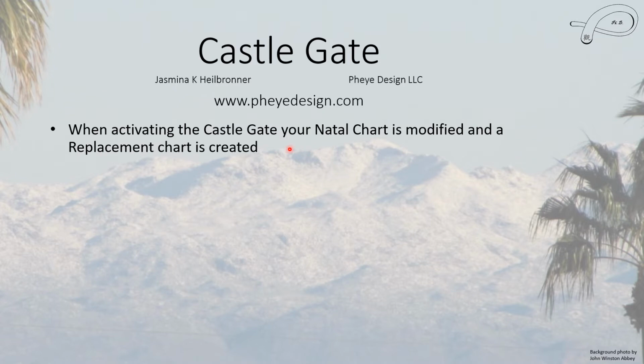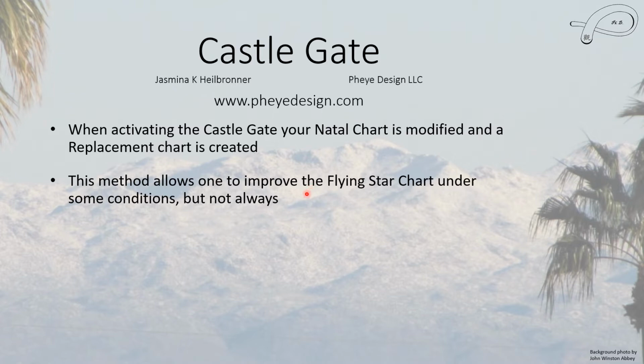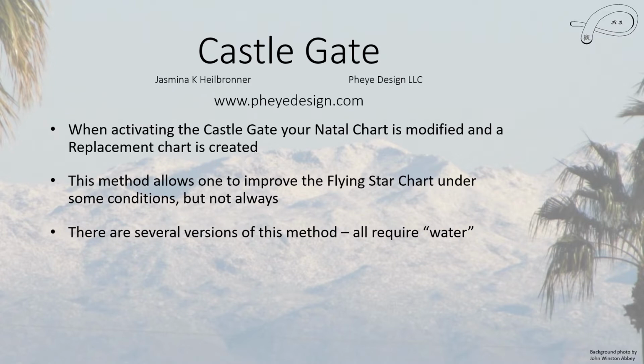Like I said, castle gate takes your natal flying star chart and modifies it to create a replacement chart. This replacement chart sometimes is better, sometimes is worse. And the only time you would want to use it is if it creates a better flying star chart, but it won't always. There are several versions of castlegate. They all require water, and they're all similar in certain ways.